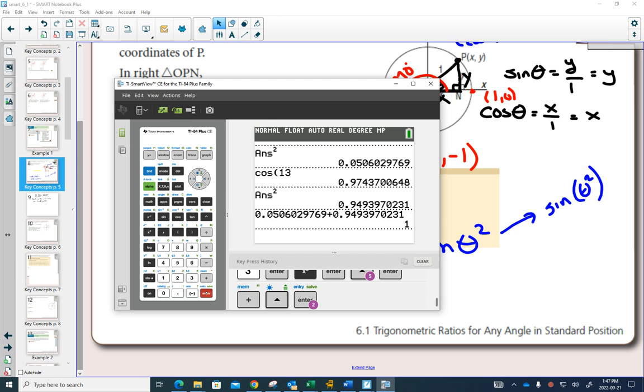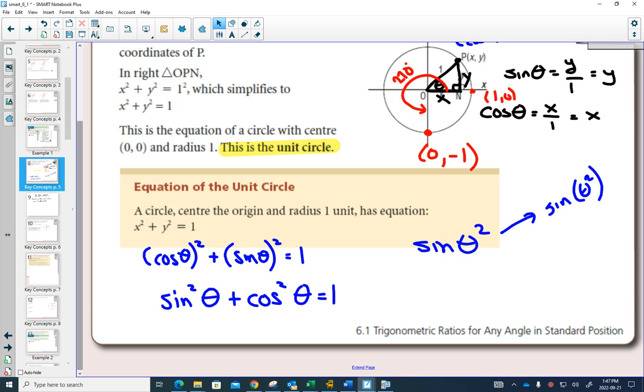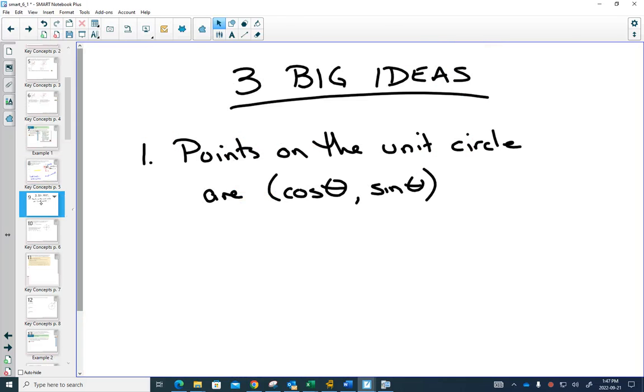And that would work whether I use 13 degrees, 72 degrees, 10 degrees, 8,438,605 degrees. Whichever angle I choose, as long as that angle is the same, we get that sine squared of theta plus cos squared of theta is always equal to 1. This is big idea number 2.